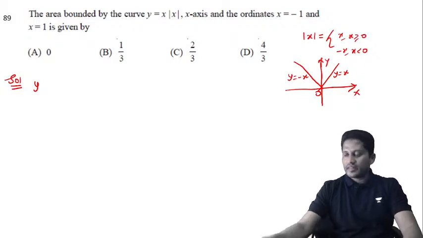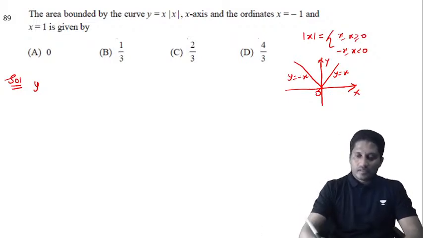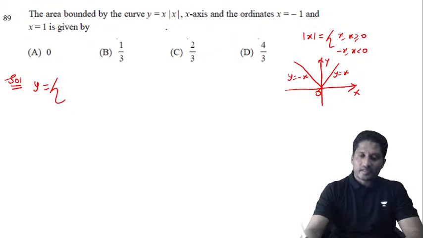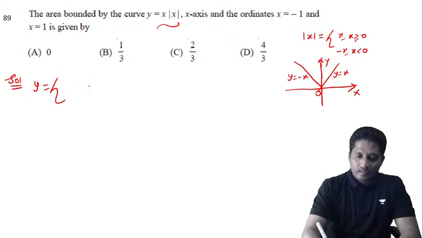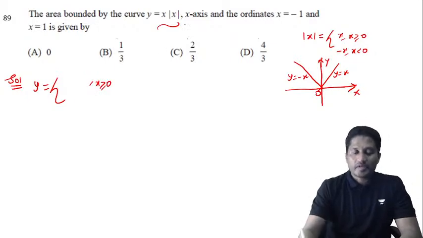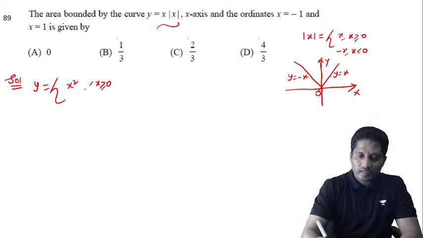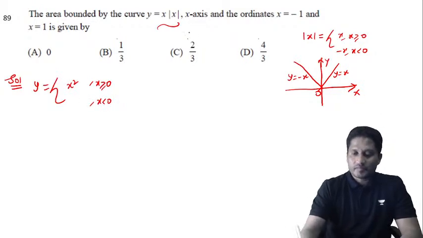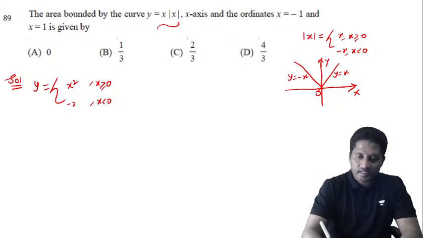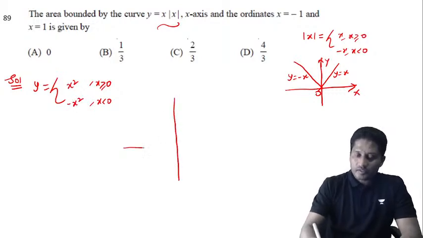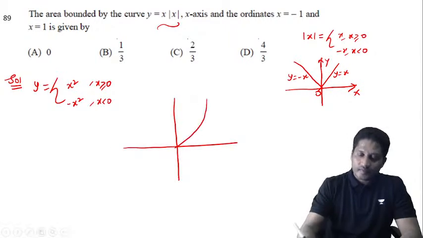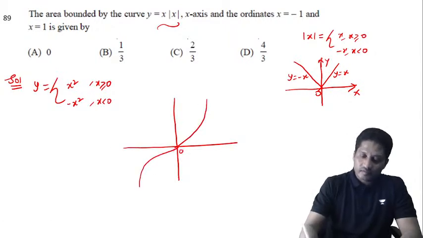Now if I define y is equal to x into mod x, and if x is positive, mod x is x. X into x is equal to x square. And if x is negative, mod x is minus x. Minus x into x is minus x square. So you get a curve. If it is positive, you get an upward parabola. If it is negative, you get a downward parabola. This is y is equal to x square. This is y is equal to minus x square.